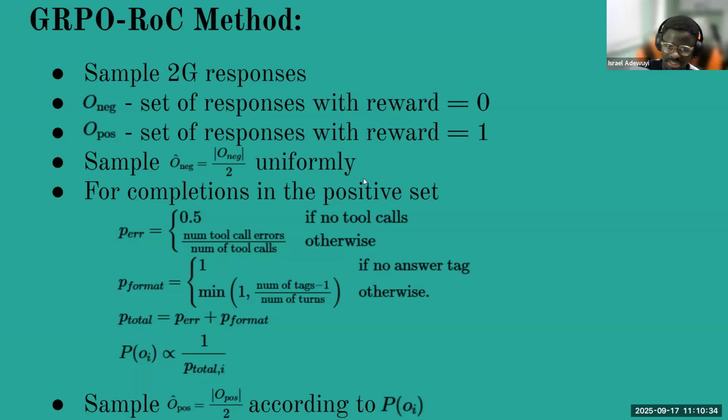Then for the positive set, they have two intermediate quantities you calculate. You have this p_err, which is a stepwise function that takes into account how many tool-call errors a particular rollout has. So for some rollouts, you have the number of errors over the total number of tool calls, capped at 0.5.